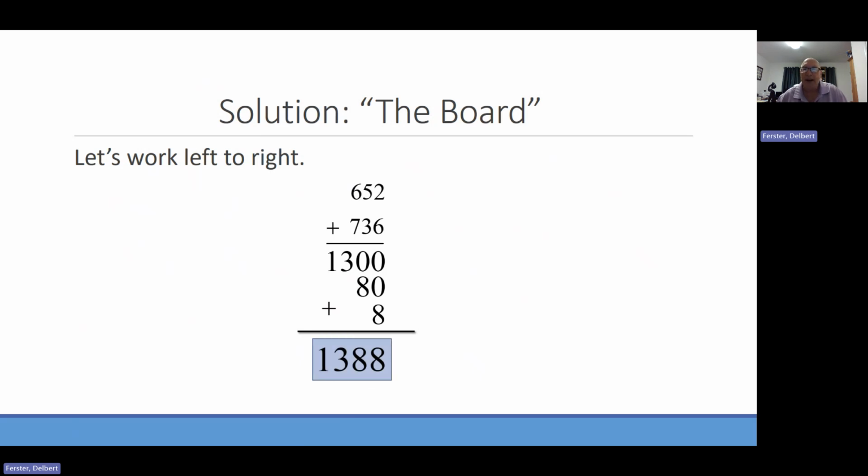So should you have a kid who says, I don't like math because I have to work from right to left, here's an option where you can allow the kid to go from the left to the right. And I'm not so sure that it's not better in this context, working from the left to the right. All right, so left to right addition.